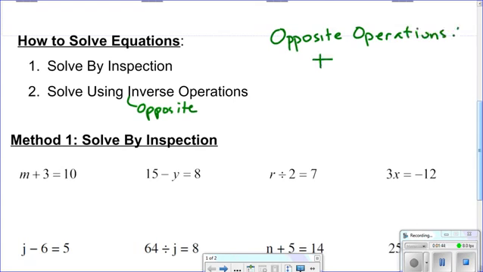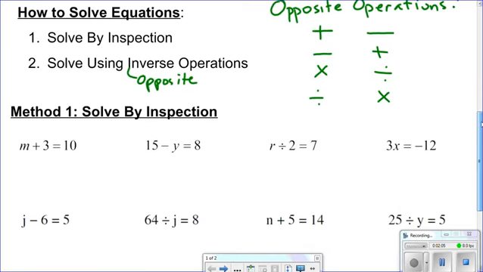Okay, so if we said adding, the opposite of adding would be subtracting. If we said subtracting, the opposite would be adding. If we said multiplying, the opposite would be dividing. And then if we said dividing, the opposite would be multiplying. Okay? So just kind of a reminder of what opposites are.